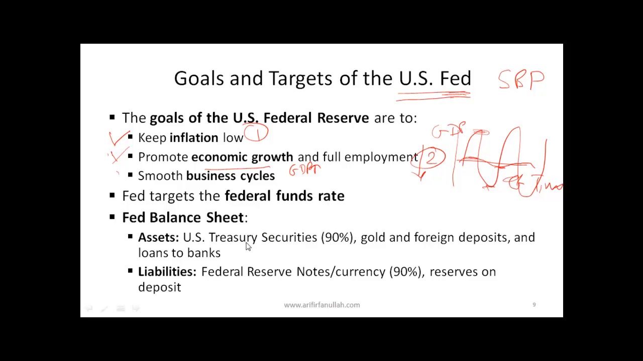Okay. Now, the Fed targets what's called the federal funds rate. What's the federal funds rate? The federal funds rate is essentially the rate at which banks lend to each other in the short term. Essentially it is like KIBOR. The bank does not directly control that rate, but it tries to influence it through mechanisms that we will talk about shortly.